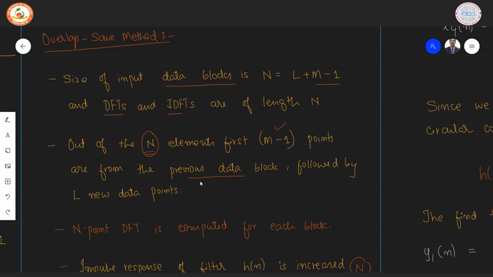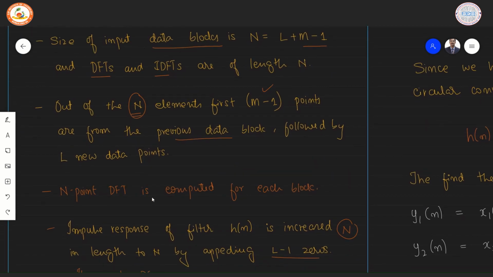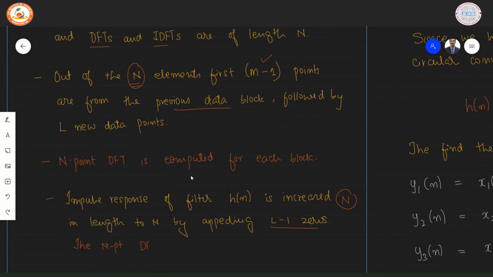Now for these blocks, the N-point DFT are computed separately. Impulse response of the filter h of n, if it is of length capital M, we increase it to length capital N by appending L minus 1 zeros. And for this, the DFT is calculated.